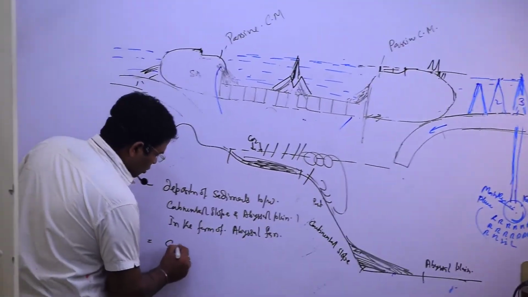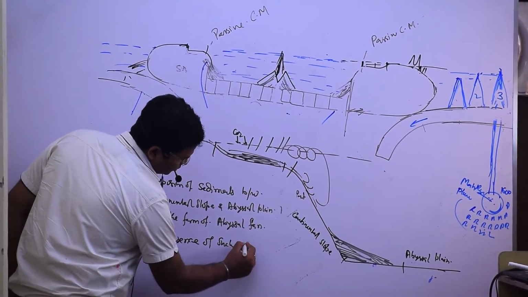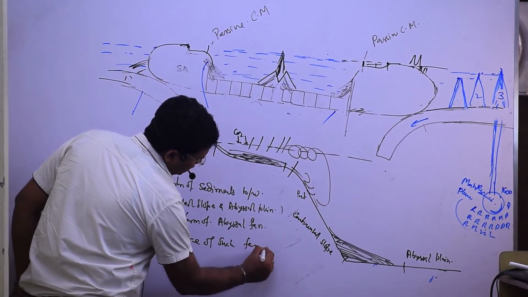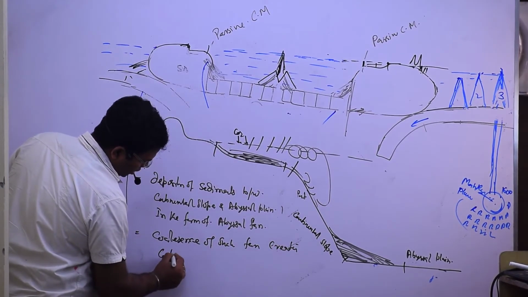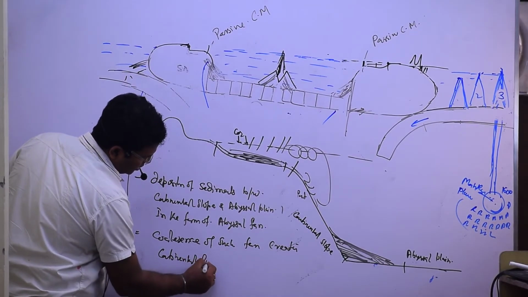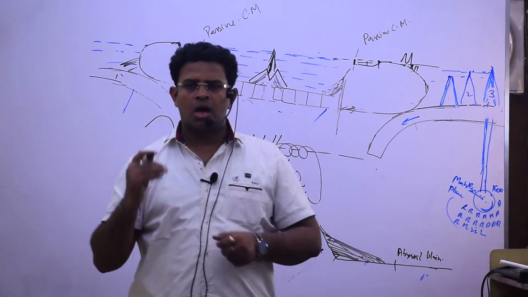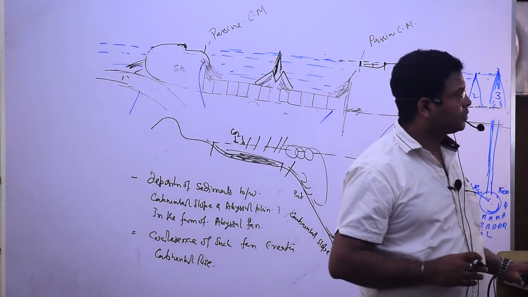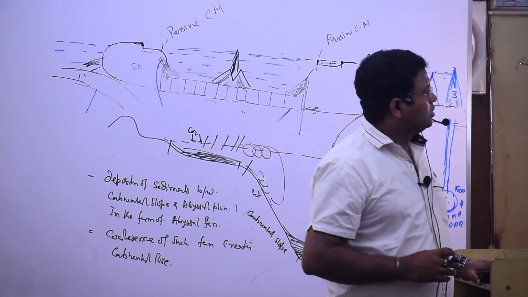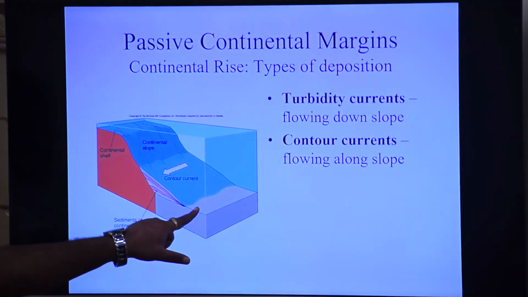And coalescence of such fans creates continental rise. तो continental rise कैसे बनता है? Yes, how does the continental rise come into existence? You can see this is the continental rise, and how is it coming?